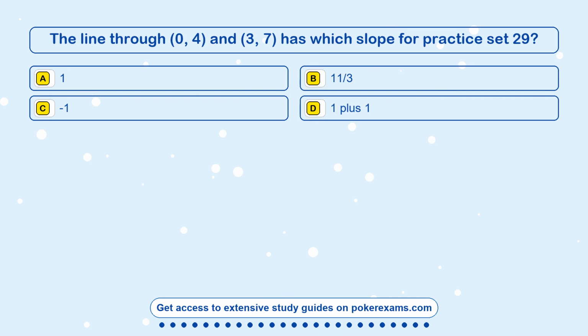Question 13. The line through 0, 4, and 3, 7, has which slope for practice set 29? Option A 1. Option B 11/3. Option C -1. Option D 1 + 1.